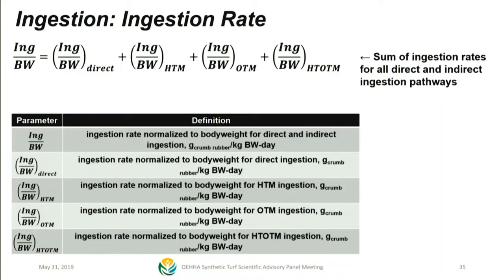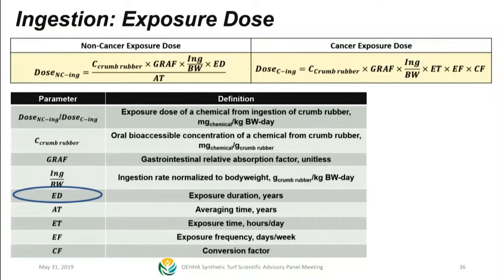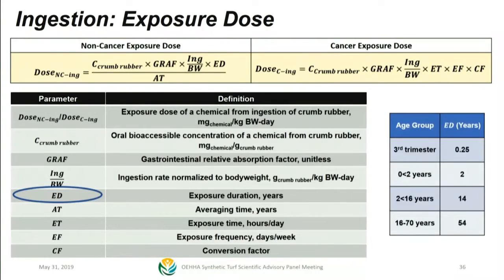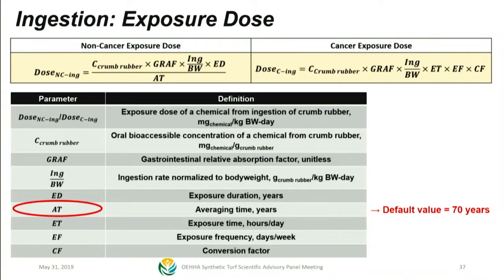So all of those ingestion rates that we just talked about are summed together, and then that value is plugged back into our main equation here. So then moving on, the exposure duration represents the years of exposure. Values are shown here for the age groups. The averaging time, as mentioned earlier, is the time over which the exposure duration is averaged. This value is equal to 70 years by default.